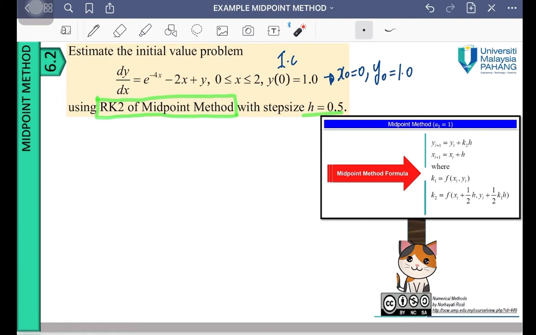Again, in order to help you, I put the formula here, so you may refer to this midpoint formula. Later, when we do the calculation, if you forget the formula, you may look at it here. So let's start our calculation.